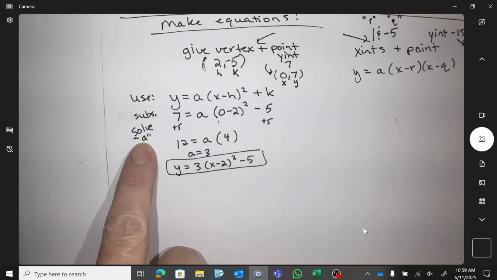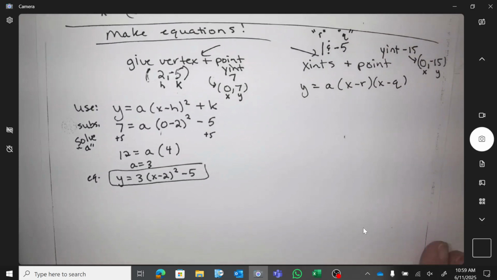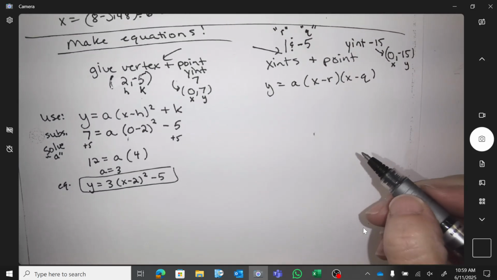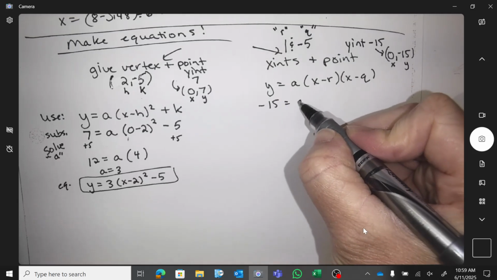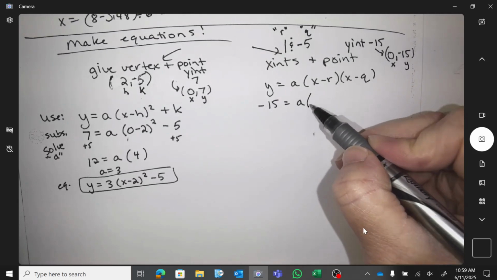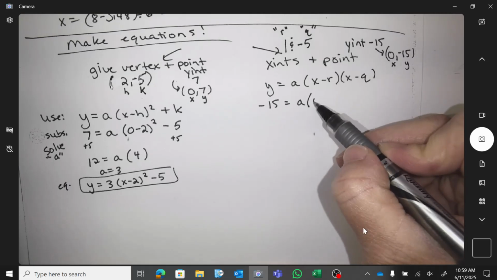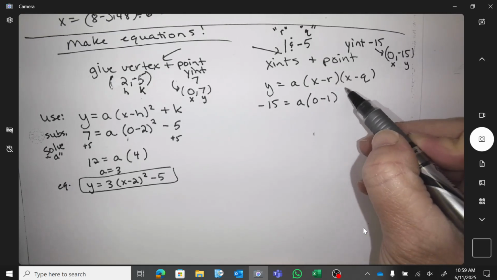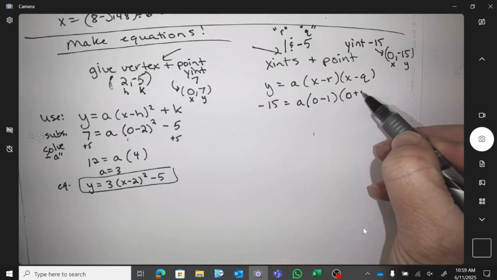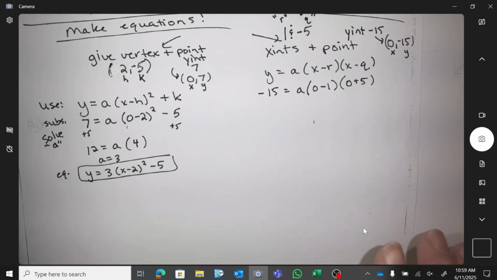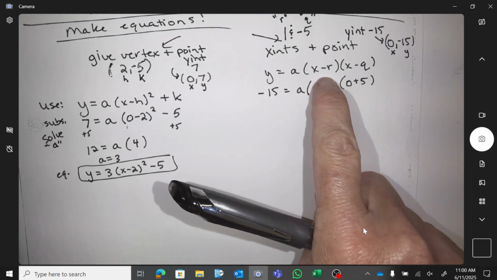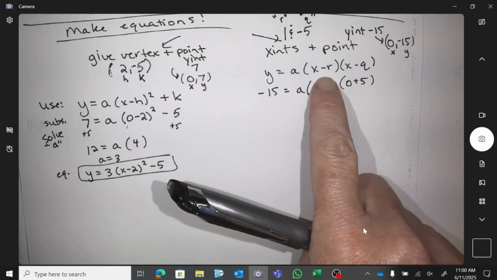Here's my substitution, solve for A, show me the formula in your calculator. So substituting would be negative 15 equals A. X is going to be a 0, subtract 1, and 0 plus 5. I'm writing them in opposite. Why am I writing them in opposite? Because the formula has a subtract sign in front of it.